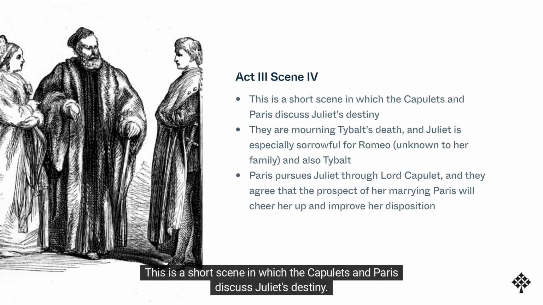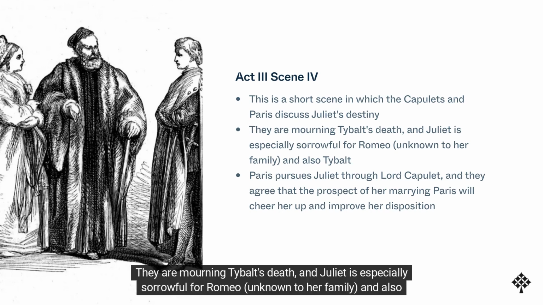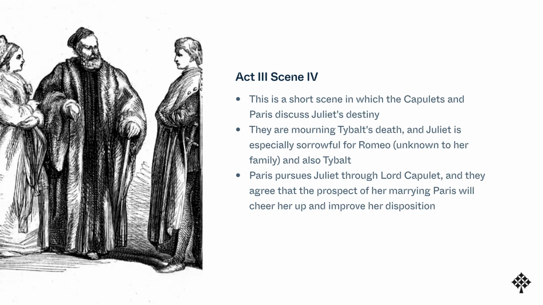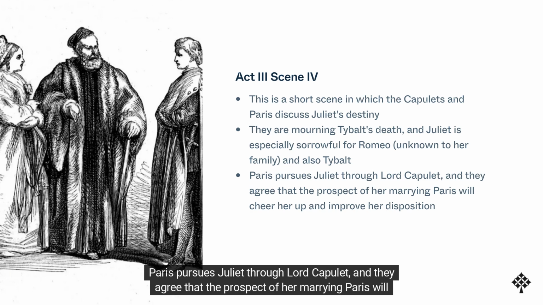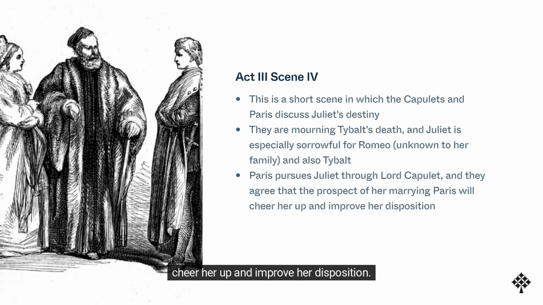This is a short scene in which the Capulets and Paris discuss Juliet's destiny. They are mourning Tybalt's death, and Juliet is especially sorrowful for Romeo, unknown to her family, and also Tybalt. Paris pursues Juliet through Lord Capulet, and they agree that the prospect of her marrying Paris will cheer her up and improve her disposition.